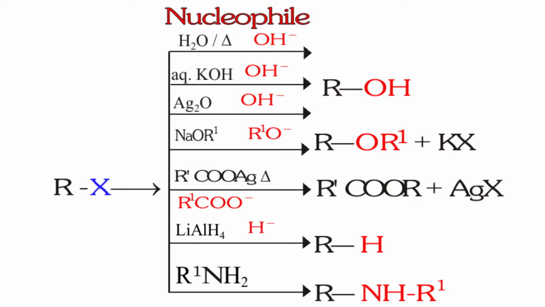Similarly, if you see here, I have also put lithium aluminum hydride, H minus is the nucleophile, you can end up getting an alkane, and also a primary amine can end up giving you a secondary amine.